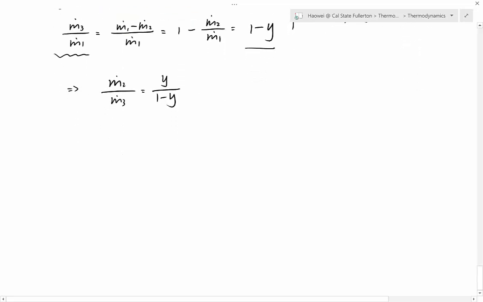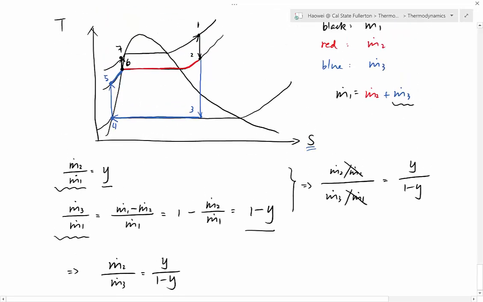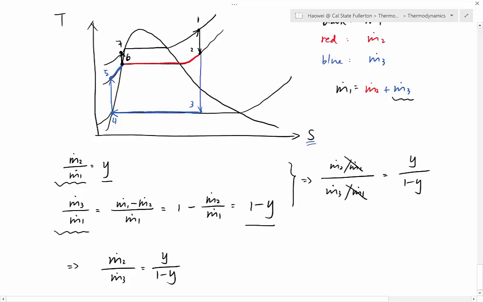Okay, and next one. Like we said before, 2 to 6, hot water goes in, warm water comes out. It's a heat loss process. 5 to 6, cold water goes in, warm water comes out. It is a heat gain process. So there must be an equation for them. The heat loss for process 2 to 6 must be equal to the heat gain for process 5 to 6.